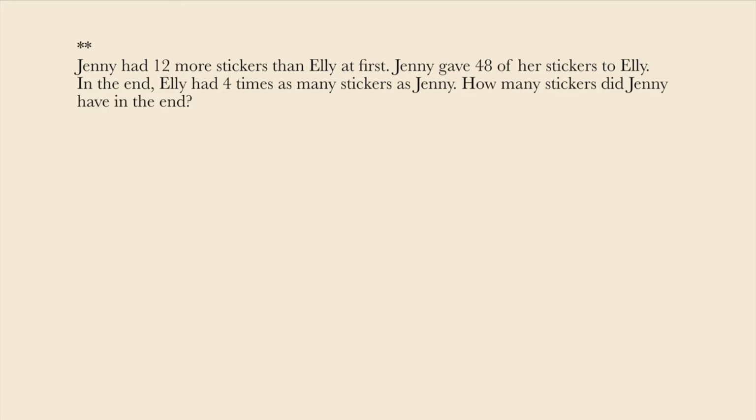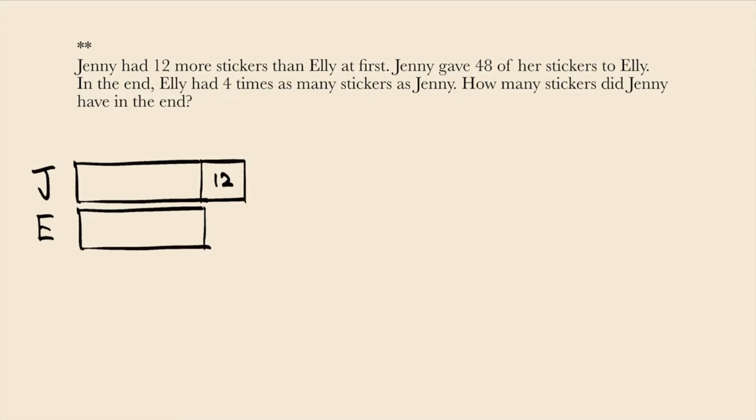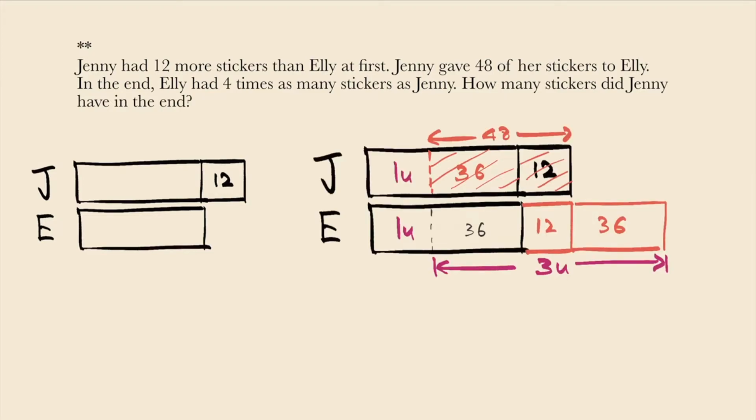And now the first level 2 question. Jenny had 12 more than Ellie at first. So J, 1U plus 12, E, 1U. Jenny gave 48. Okay, I'm going to show Jenny giving 48. Now that's more than 12. So it's going to decrease. This 12 is going to be given away for sure. But not just that, even more will be given away.